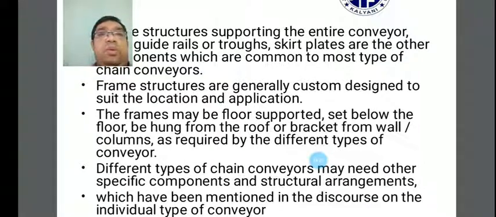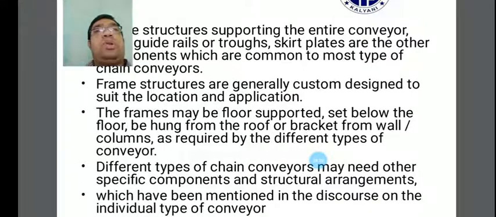For a bucket type of conveyor, you may require a floor supported frame or one set below the floor. Sometimes for a trolley type conveyor, it is always floor supported, or hung from the roof or bracket, and from the wall columns, depending on the different type of conveyor.